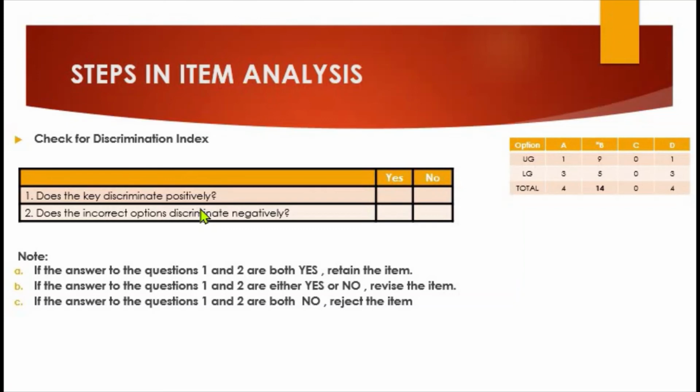Okay? So kapag ganoon po yung result, like kanina, na hindi po tugma yung mga conclusions doon na i-revise at i-retain, refer po tayo dito sa checklist for discrimination index. Meron po tayong panote dito na if the answer to the question 1 and 2 are both yes, then we should retain the item. If the answer to the question 1 and 2 are either yes or no, revise the item. And then if the answer to the questions 1 and 2 are both no, then it's time to reject the item.